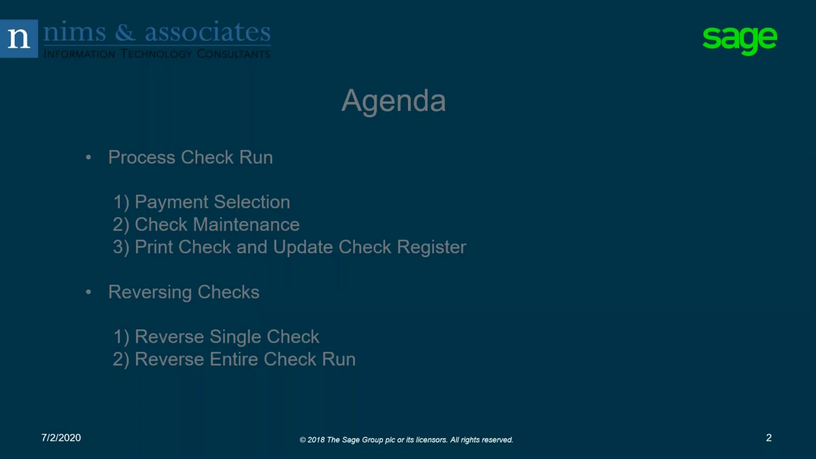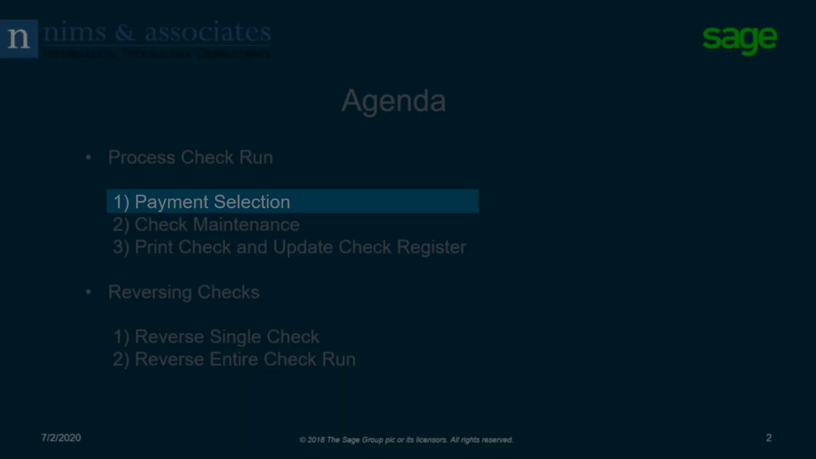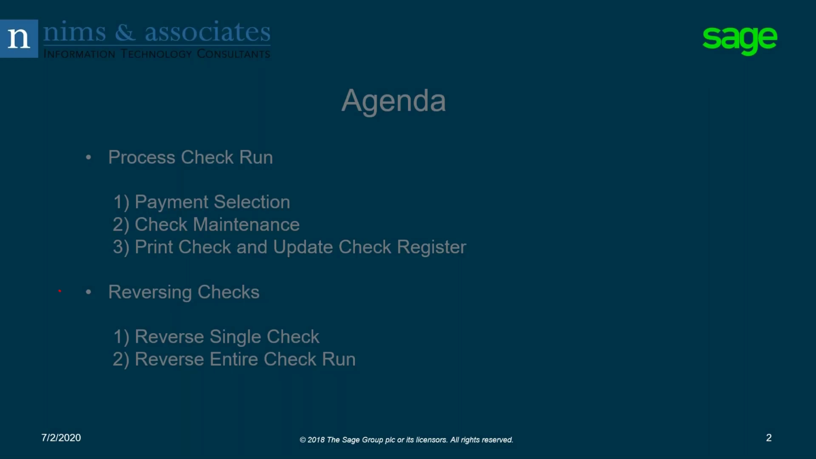So the first thing we're going to do is actually process a check run. I'm sure most of you are familiar with this process. So we'll do a payment selection, we'll show you check maintenance, and we'll print the checks and then update the check register. Then we're going to get into the reversing checks process.